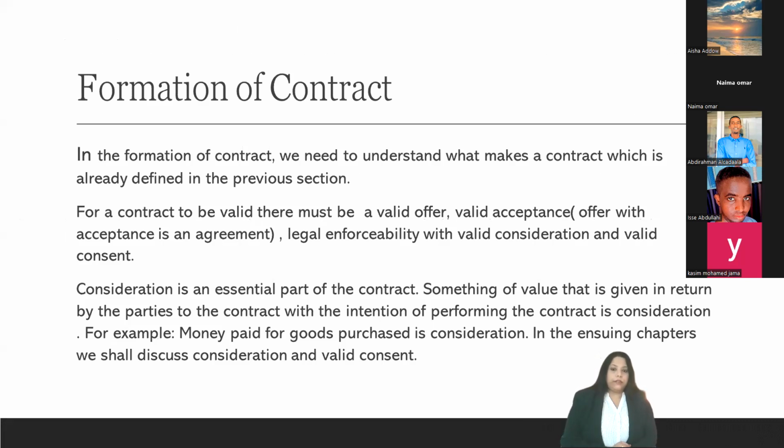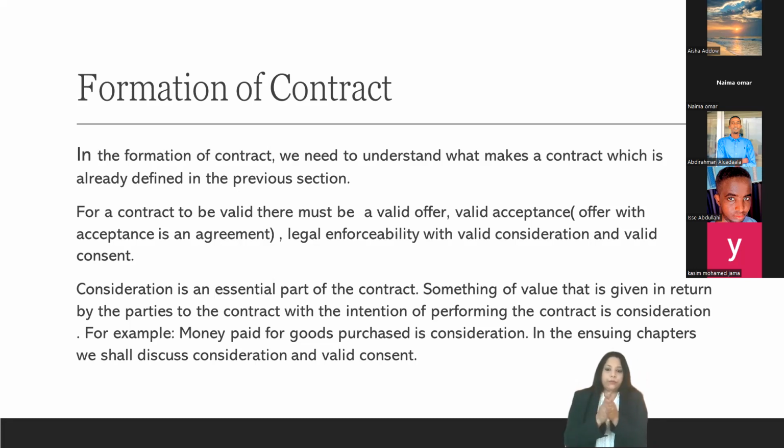Next, we will move on to study the formation of contract in our subsequent classes. In the formation of contract, we need to understand what makes a contract, which we have already defined in the previous classes and slides, in lecture 1. For a contract to be valid, there must be a valid offer and a valid acceptance. Offer with acceptance is an agreement, and then legal enforceability.